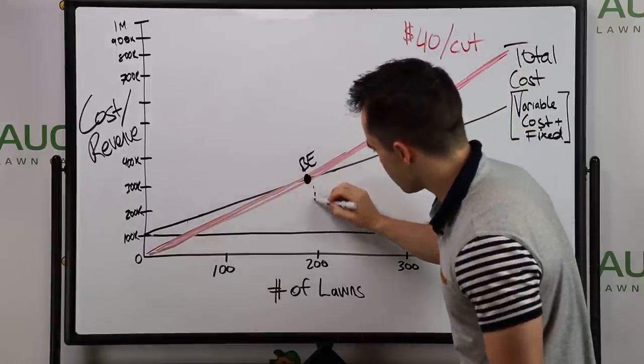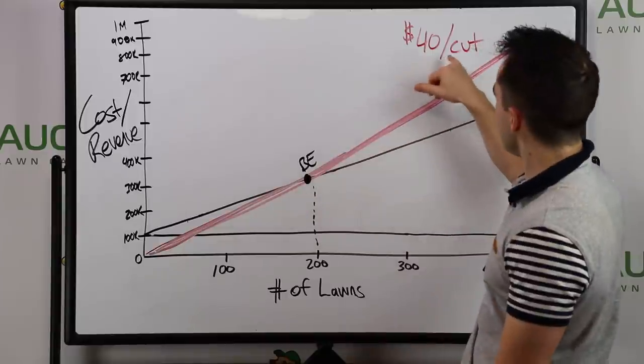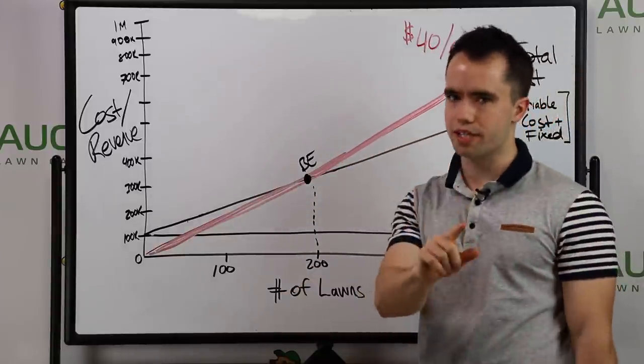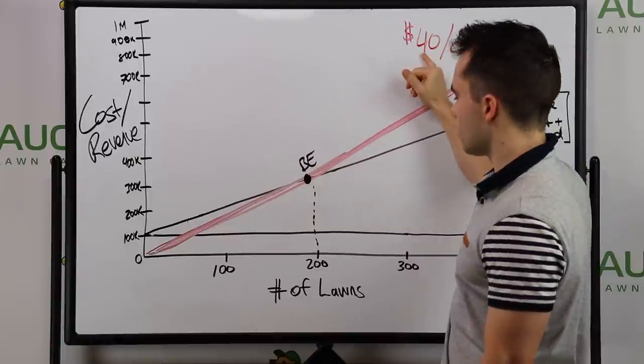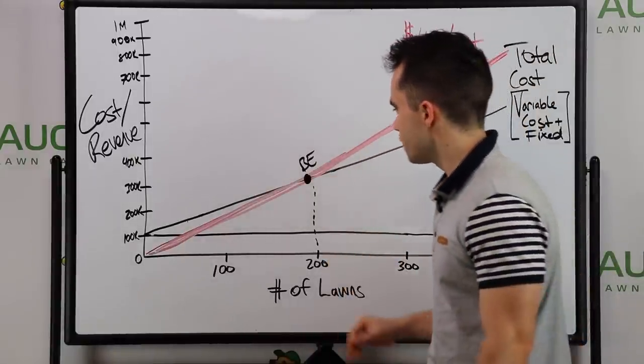So about, just for the approximation's sake, when we get 200 lawns at a $40 per cut price, that is when we're going to break even on this business. If our average cut is $40 and we get 200 lawns, that is when we're going to break even, okay?